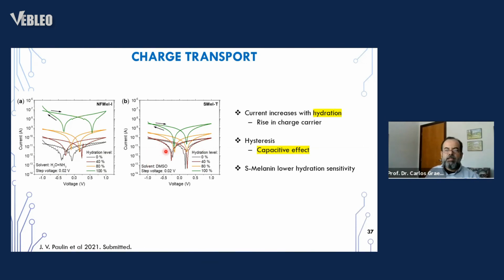In the case of S-melanin, this doping effect or modulation is not so strong, and in general, the conductivity is lower for S-melanin. We can also see a capacitive effect from this hysteresis, okay? So how the signal changes when we go up in voltage or below shows us clearly that we have a charge trapping, which is probably coming from the ionic nature of the conduction.